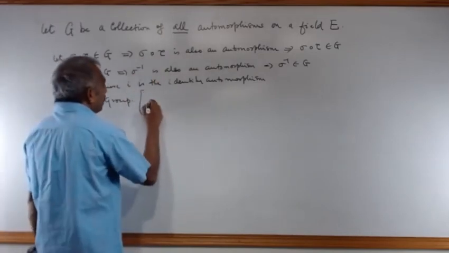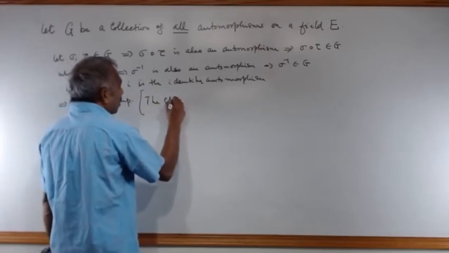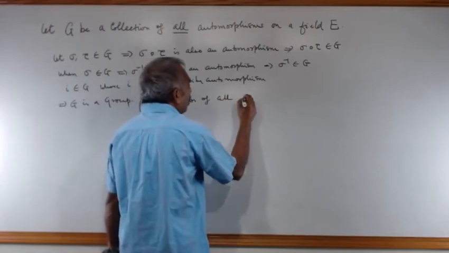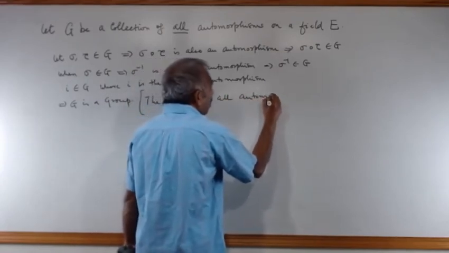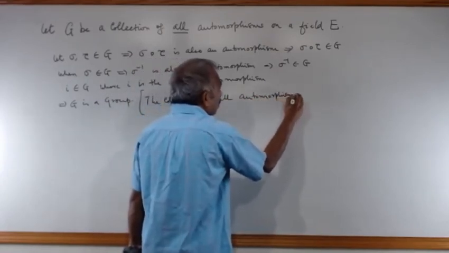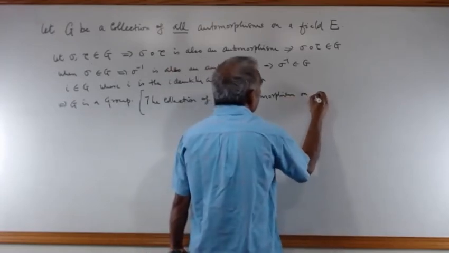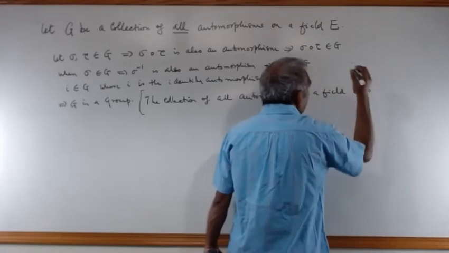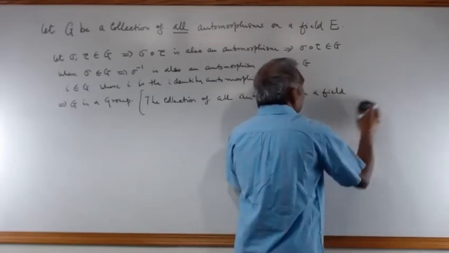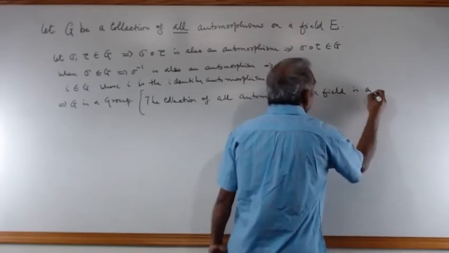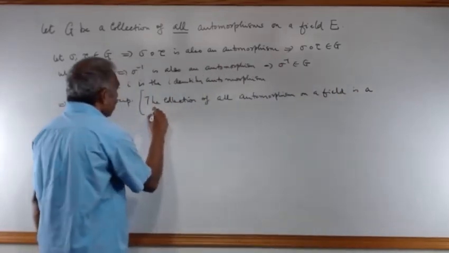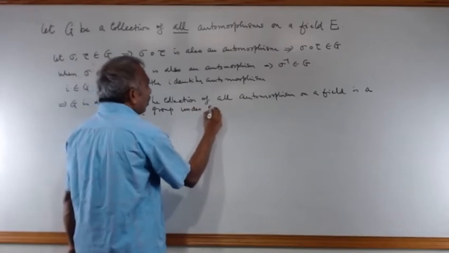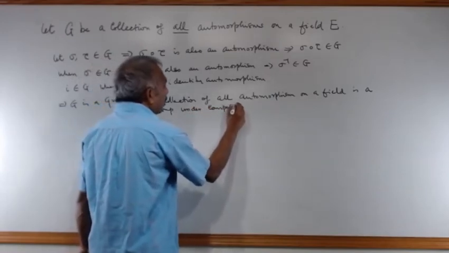So the collection of all automorphisms on a field E, or on a field is enough, is a group under composition.